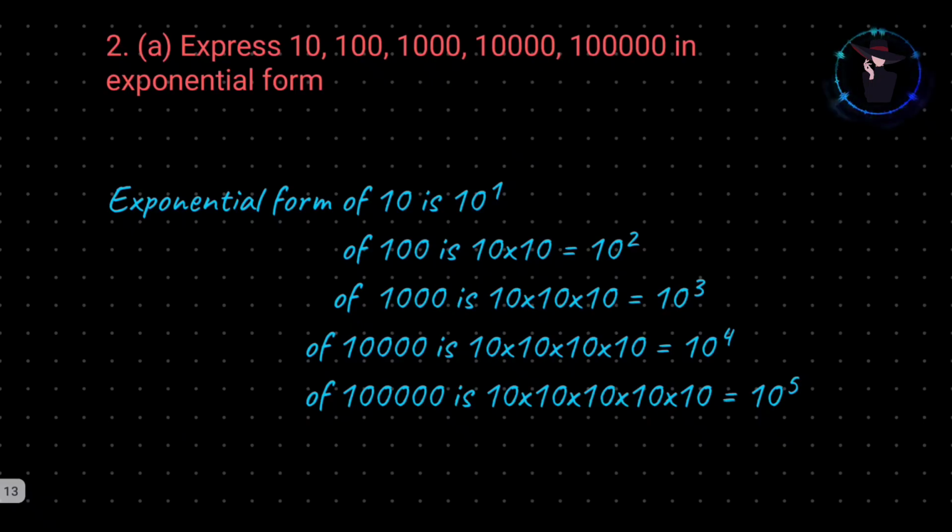Next. Express 10, 100, 1000 and so on in exponential form. What is the form of 10? 1 zero as 10, 2 zeros as 10 square, 3 zeros as 10 cube, 4 zeros as 10 power 4, 5 zeros as 10 power 5.